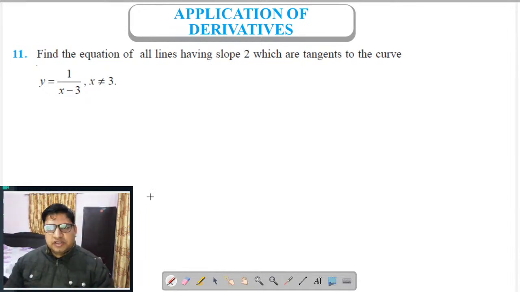So friends, today we are going to start with one more important topic of class 12th, application of derivatives, and in this we will be discussing tangents and normals. We have already solved around 10 questions of tangents and normals. We will try to solve all the remaining questions from the exercise.